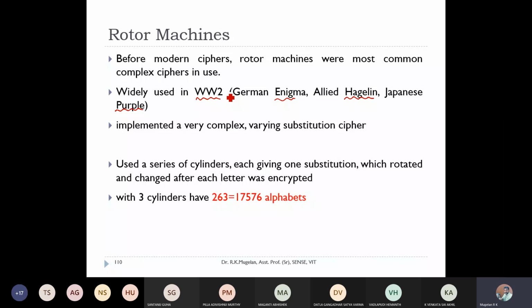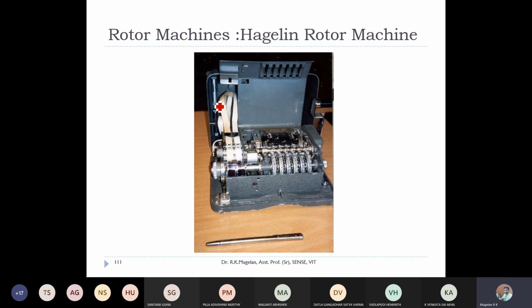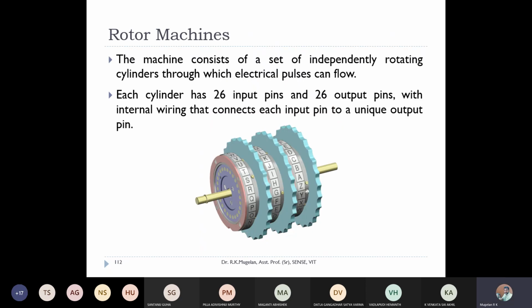That is, it will have three cylinders which are connected with each other. Each cylinder has 52 alphabets, I mean 26 alphabets for an input and 26 alphabets as an output. We can see this is a Hagelin rotor machine used by Allied forces during World War II. And here this shows a clear picture of how the connections are present inside these rotor machines.